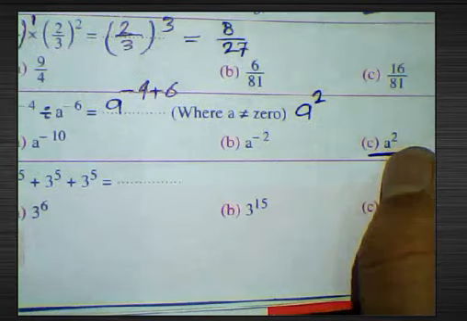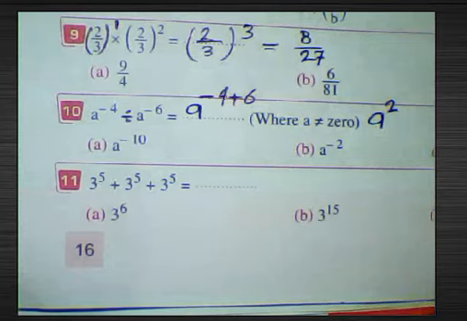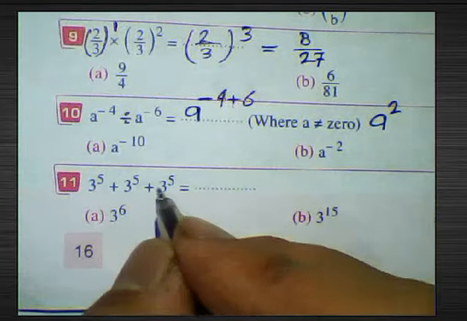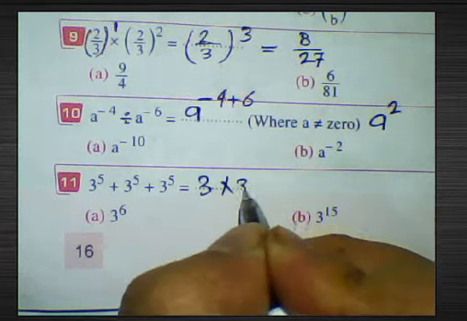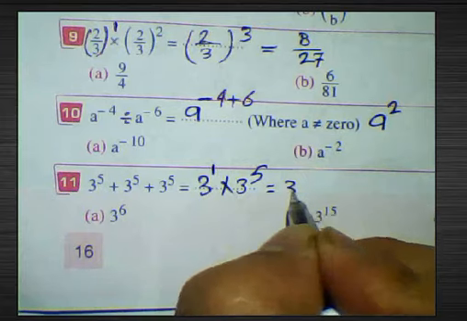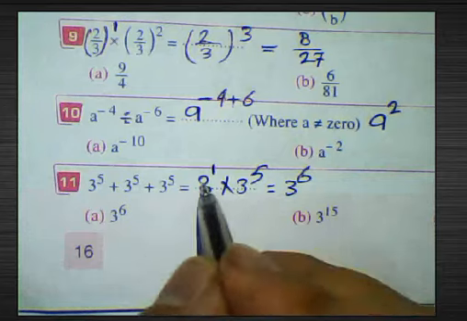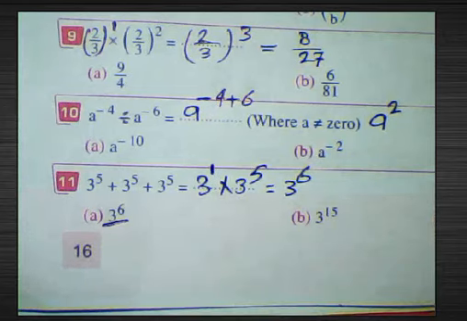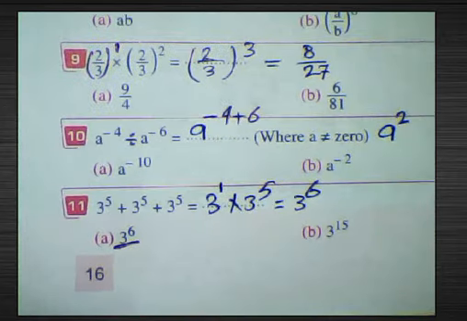Choose letter C. And 3 power 5 plus 3 power 5 plus 3 power 5 means 3 times 3 power 5. We can find the result as 3 power 6, because 5 plus 1 equals 6. The result will be 3 power 6.